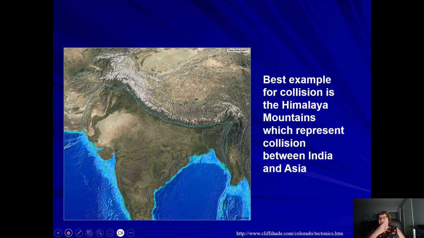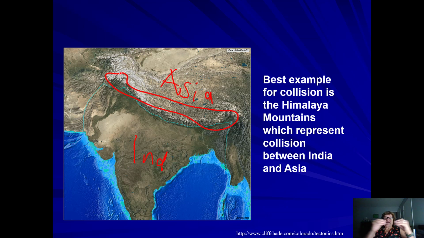And here is the Google Earth view of the same area. So this is India and Asia. And this is the Himalayas right here. So a typical continental plate boundary, where they collide with each other, is the Himalaya between India and Asia.